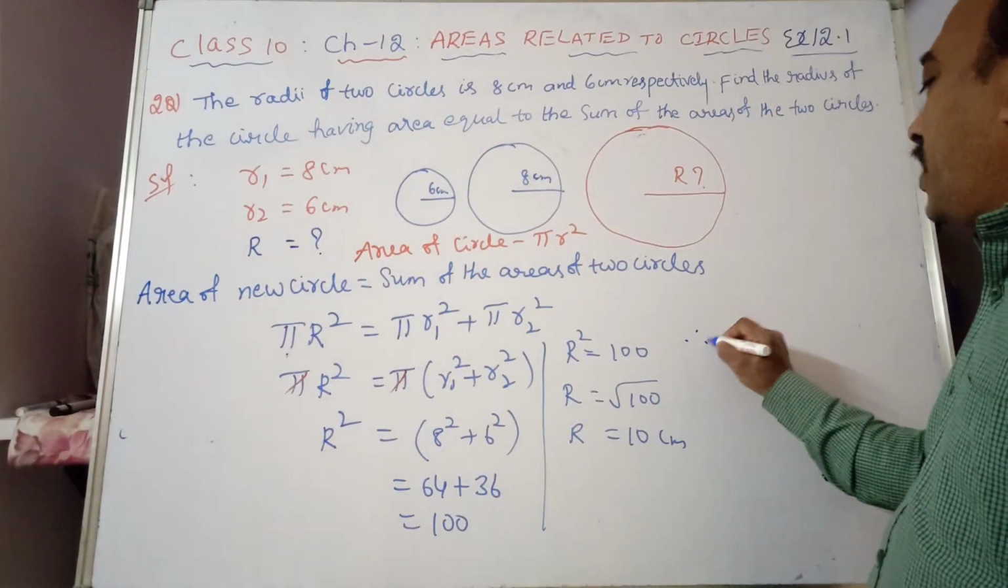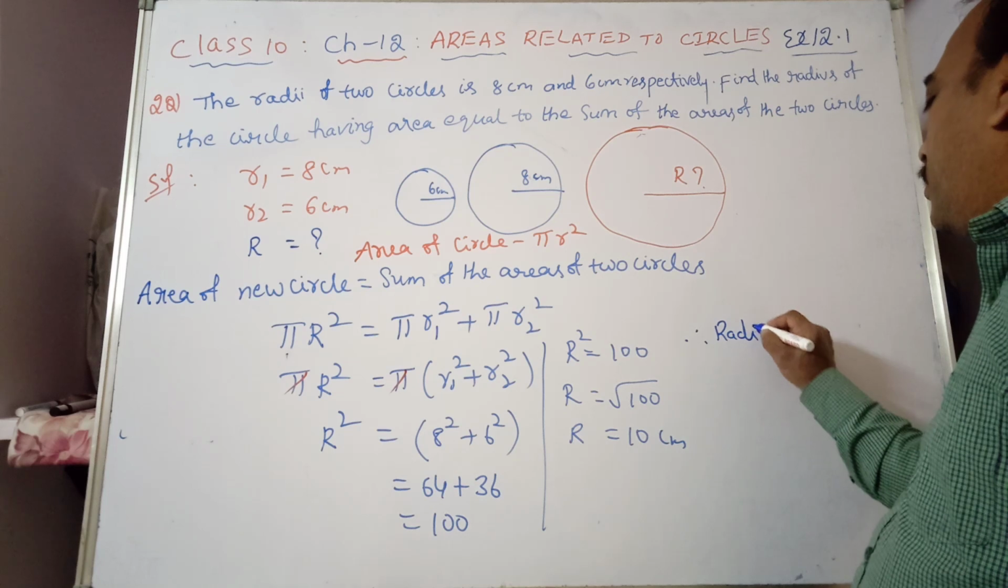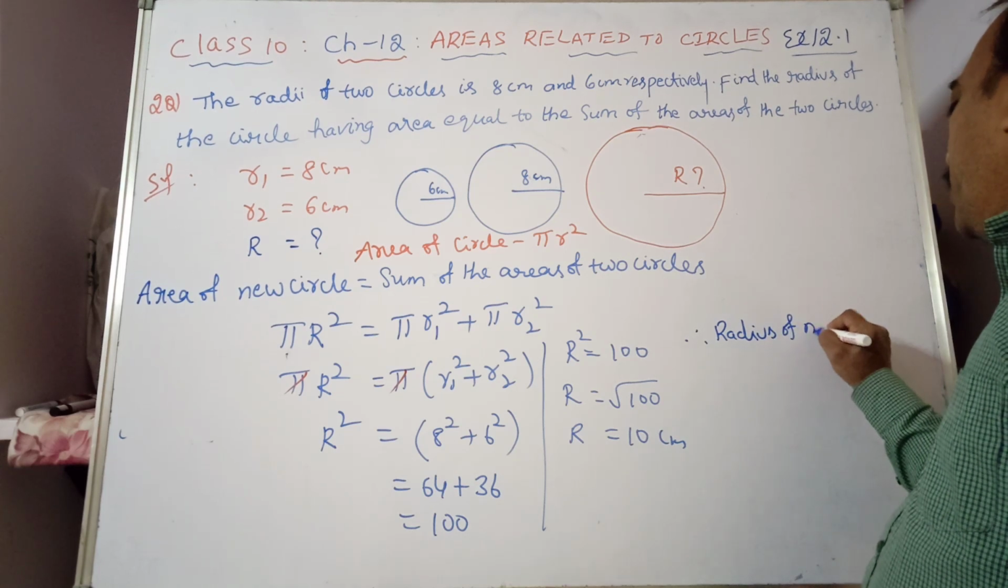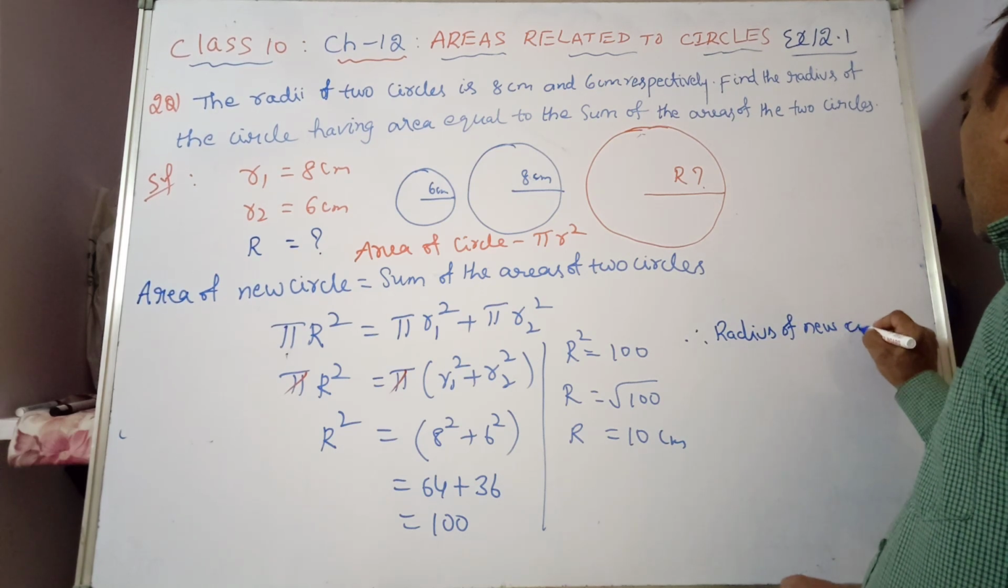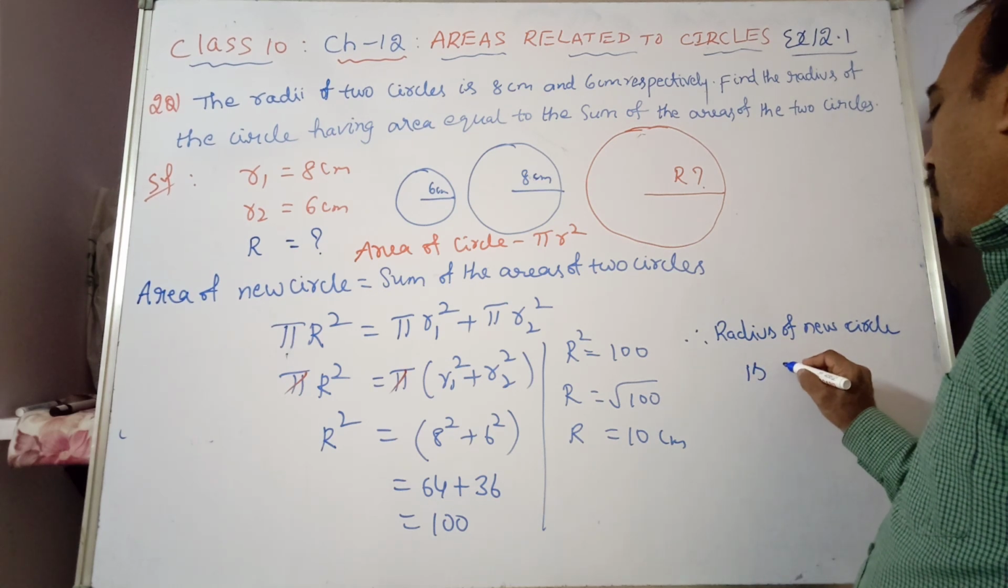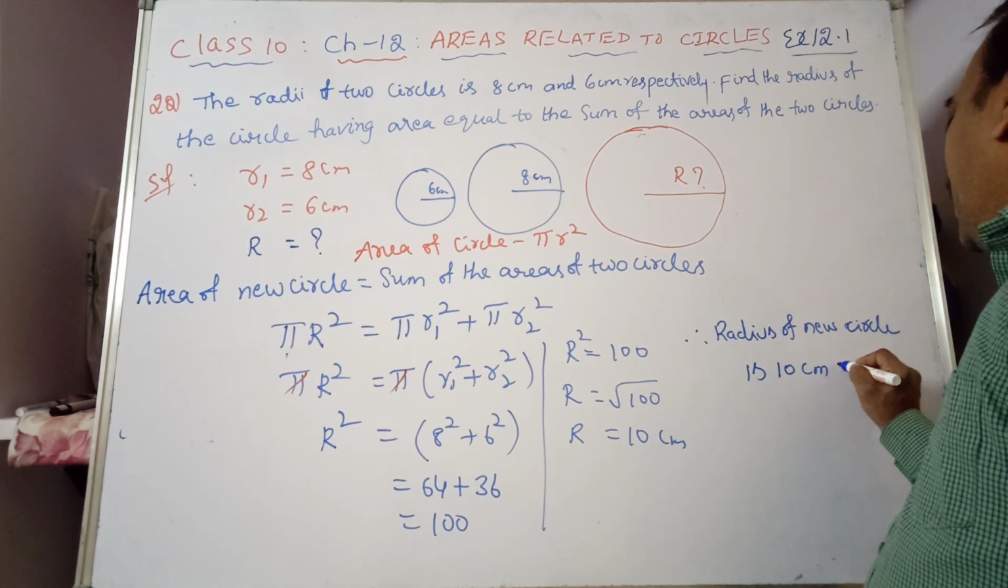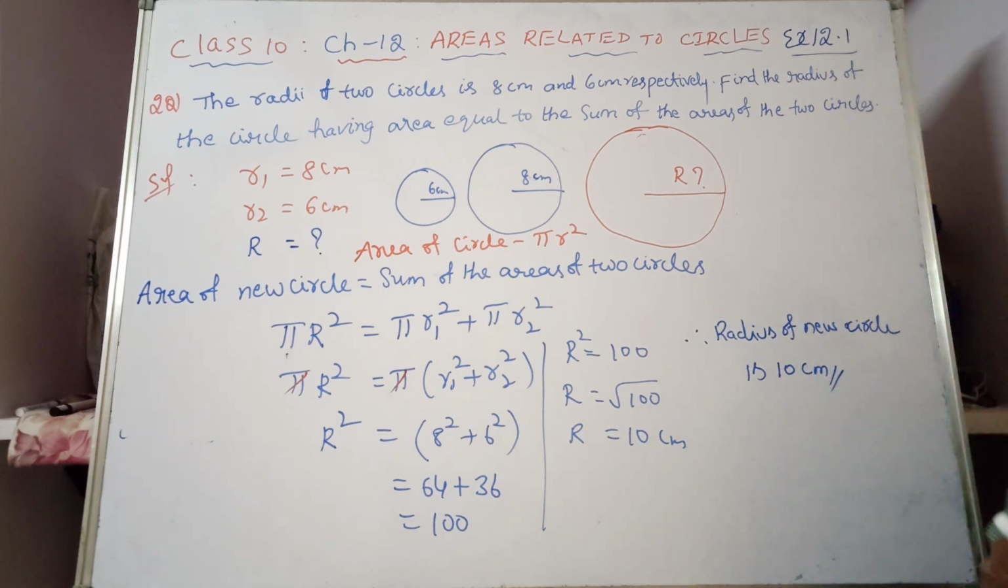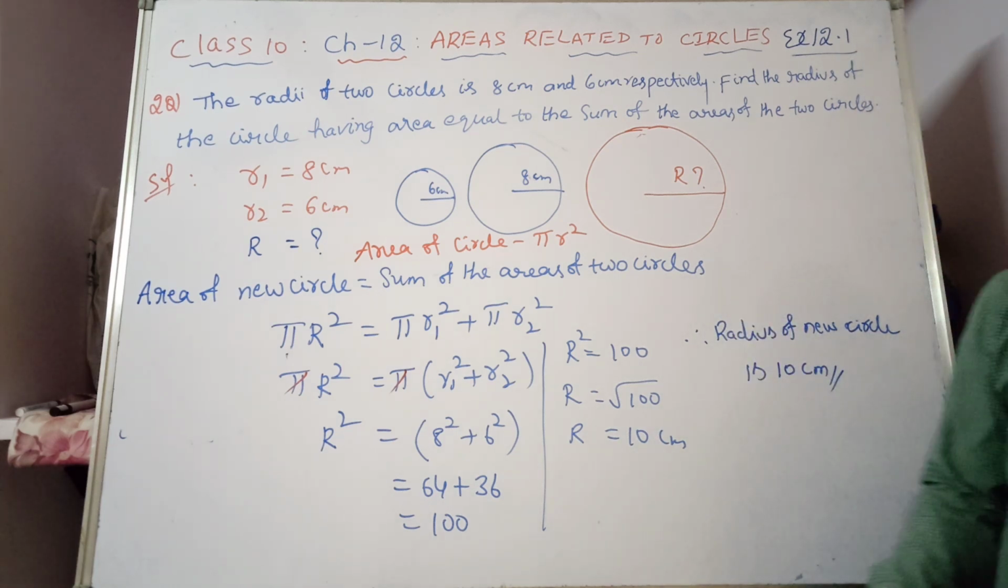Therefore the radius of the new circle is, what is that? How much did you get? 10 centimeters. The radius of the new circle is 10 centimeters. Is it clear?